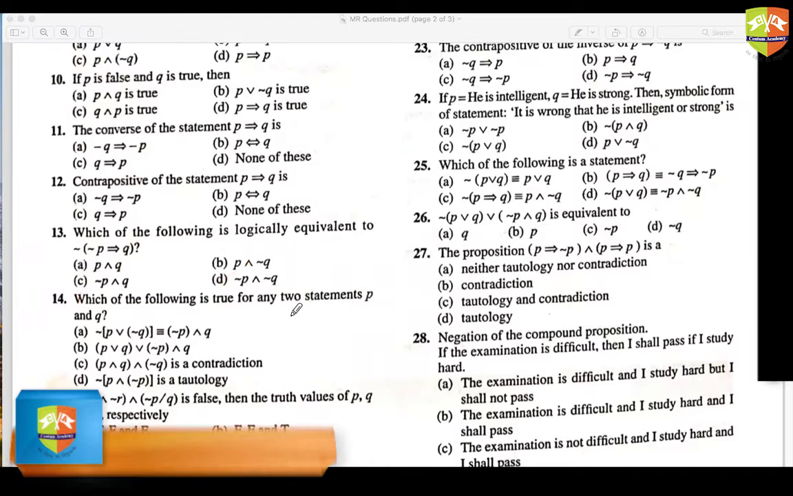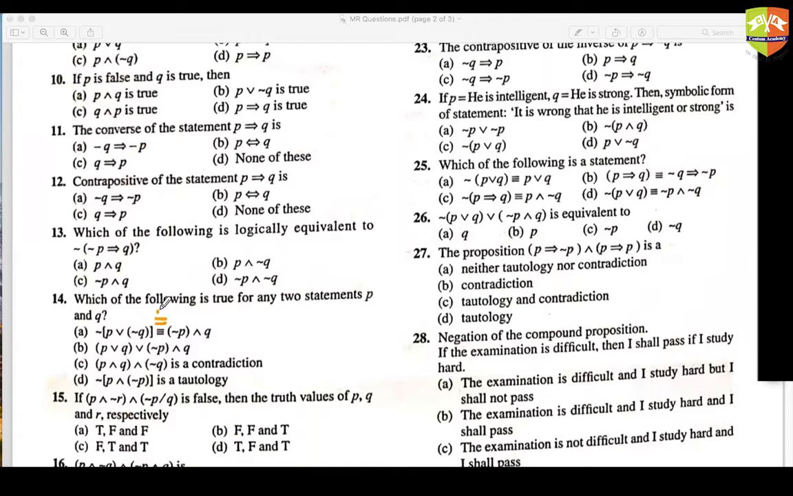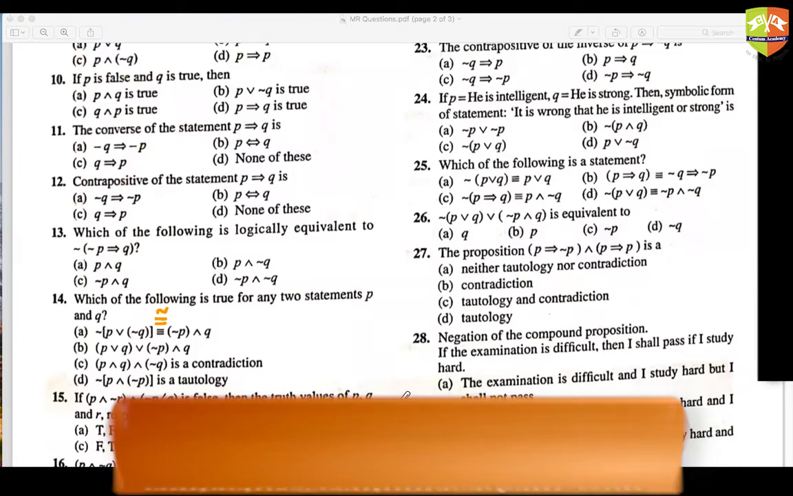Next, which of the following is true for any two statements P and Q? This is a symbol for equivalence. This is the symbol, the same that we use for congruency. Okay, Vidyuta. Multiple may be correct, so please be careful.